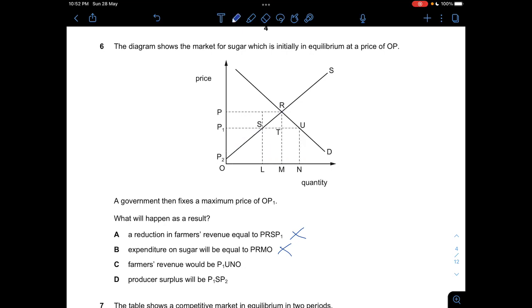Because your demand now exceeds supply, there's no way that you can balance out the demand. For example, let's say you have people demanding 50 quantities of a particular item, but you only have 30 quantities. So you end up selling 30 of these quantities and then multiplying it by the actual price. So let's say it's P1. So you'll only get this entire area, right? So there's no way that the farmers' revenue will be P1UNO. It's not correct. Producer surplus will be P1SP2. Yep, that's correct. That's the producer surplus because the price is at P1.